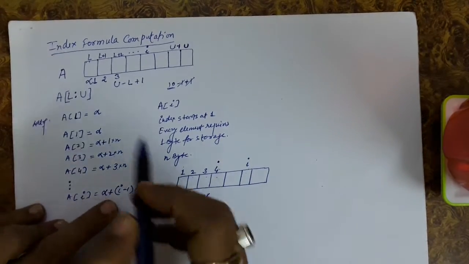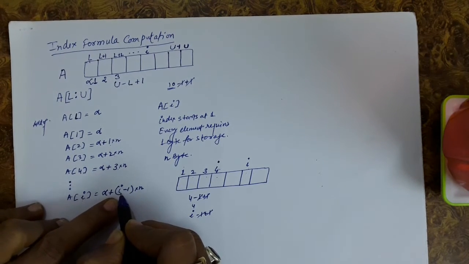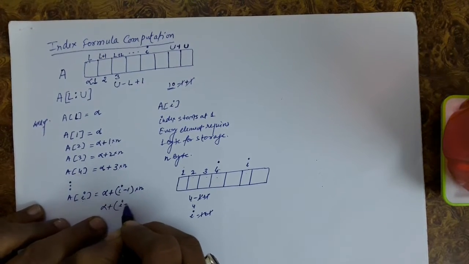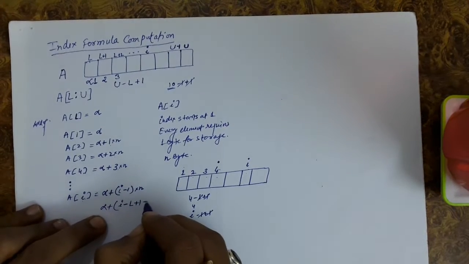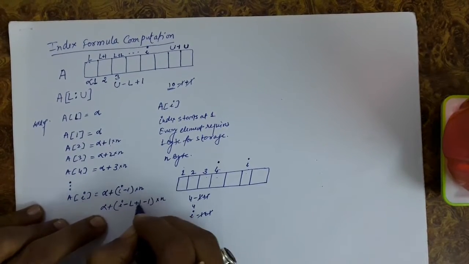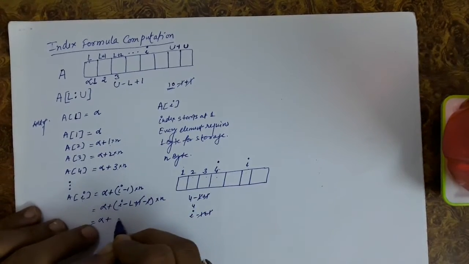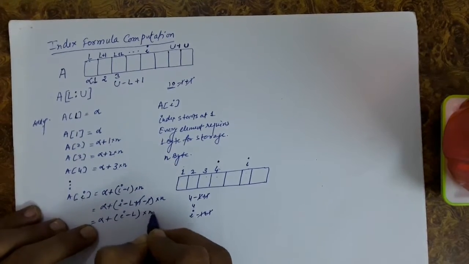Similarly, if the indexes are starting from L, then the ith index will actually be i minus lower bound plus 1 distance from L. So again this is minus 1, and this is equal to alpha plus (i minus L) into n.